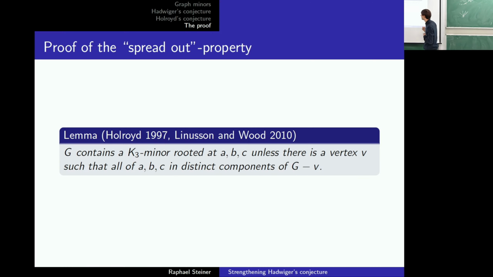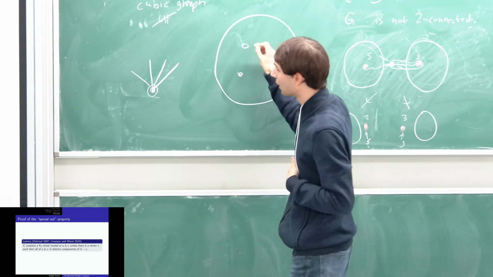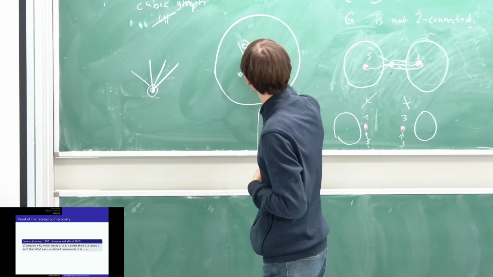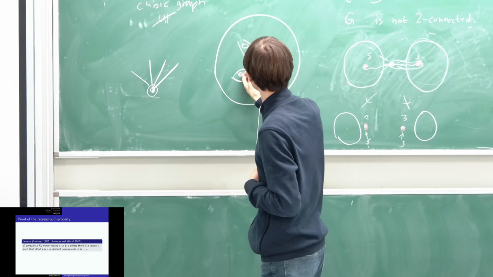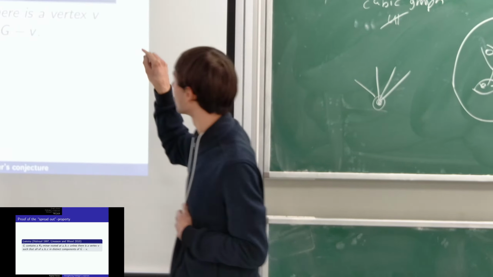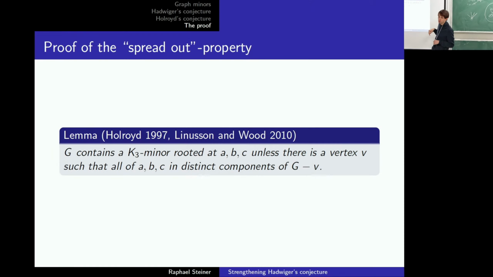So if you have a graph, and now you have 3 given vertices, 3 marked vertices, and you want to find a K3 minor rooted in it, then this exists if and only if, or this does not exist if and only if I can kill one vertex in the graph and thereby separate each of A, B, C in its own component. Yes? V can be equal to one of A, B, or C. Yes, that's important. That's one of the options.